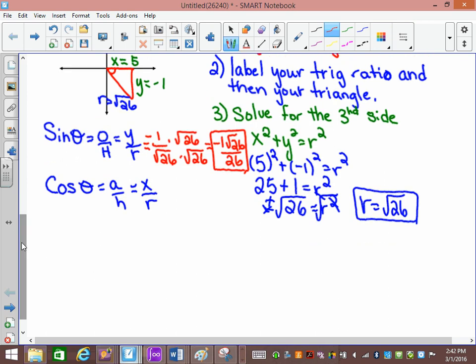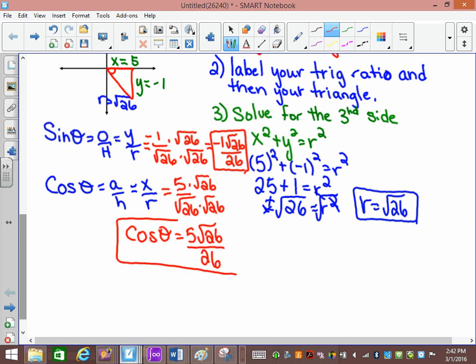And remember, you can't just put in decimals, right? Because it says exact values, and exact values is not decimals. So x is 5, r is root 26, times by root 26. And we actually get cos theta equals 5 root 26 over 26. So those are the exact values.